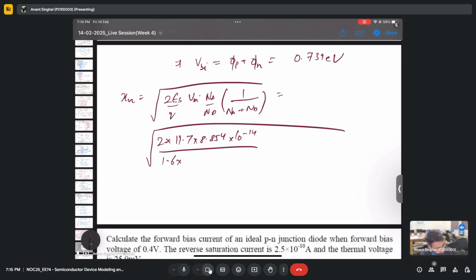So please always keep your calculators for this course. So this is 0.738 or 9, whatever it is. Na by Nd is 10 to 17, 5 into 10 to 15. And then this is 1 upon 5 to 10 to 15 plus 10 to 17.